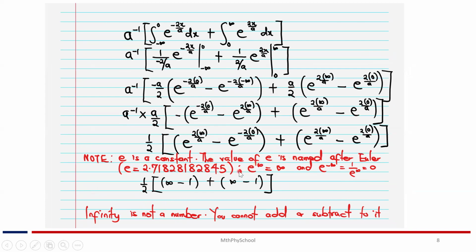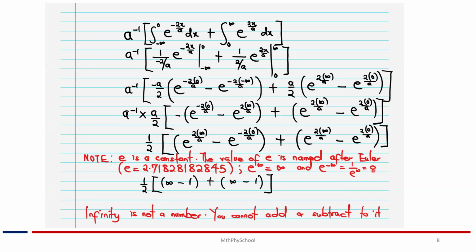A bit of mathematics here. e to the power of infinity is infinity, and e to the power of minus infinity is 0. Now, if you have a function e to the power of x, as x grows larger, the function becomes very large. But when x becomes small and even more negative, the value of the function becomes close or even closer to 0.